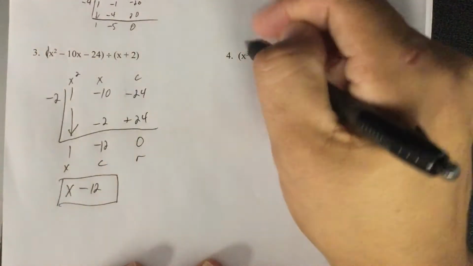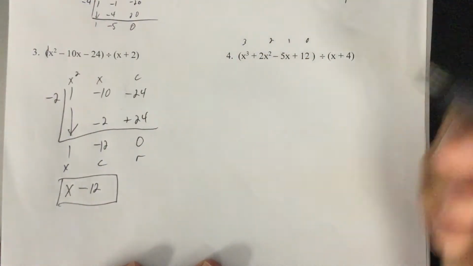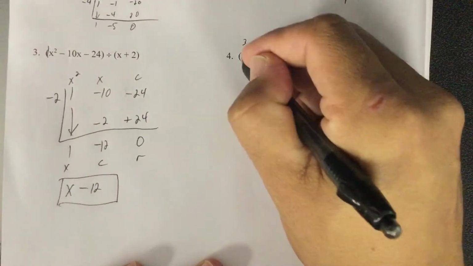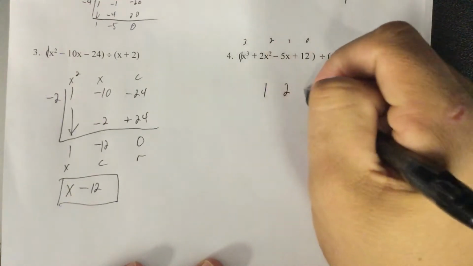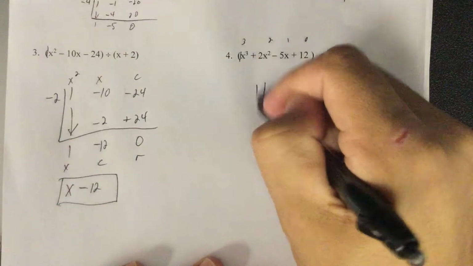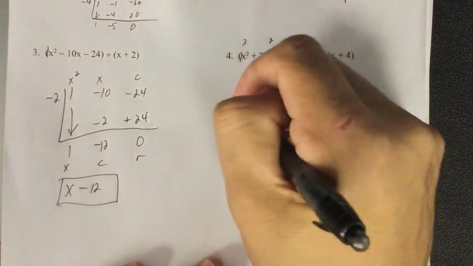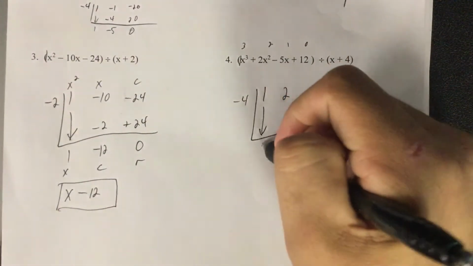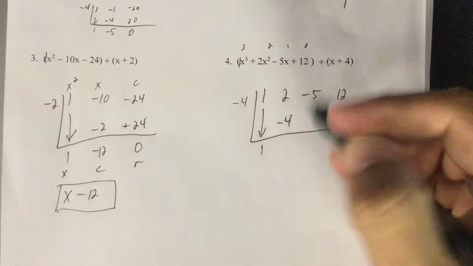Cubed, squared, right? You've got 3, 2, 1, and then 0, which is the constant. So this is in the right order. I just write it down. Coefficient is 1. Coefficient is 2. Negative 5. Positive 12. Draw my box. Remember, change this sign to negative 4. All right, I need something to multiply. Bring down the first one. Negative 4 times 1 is negative 4.